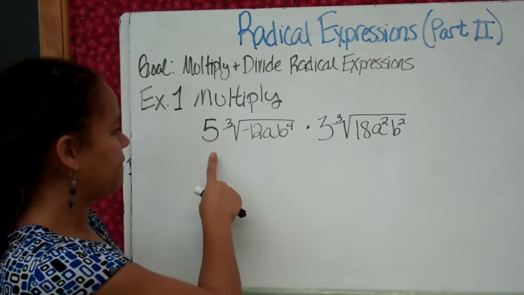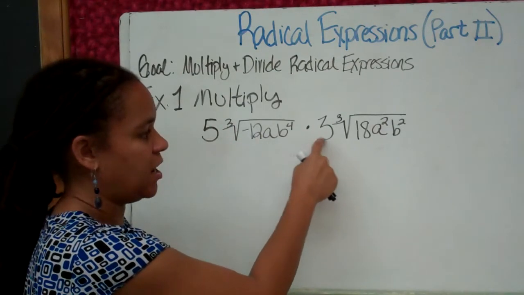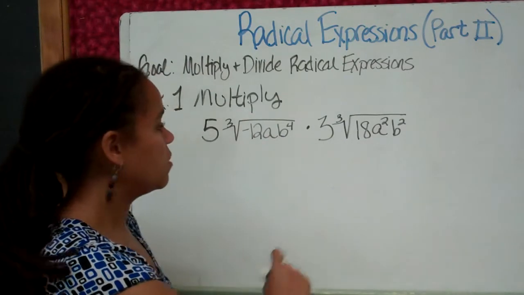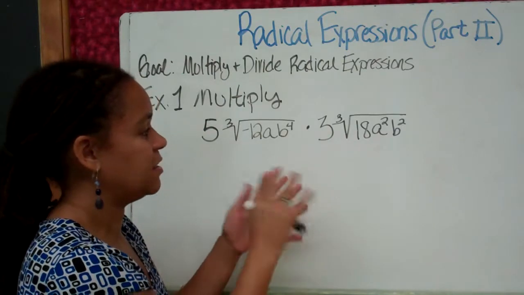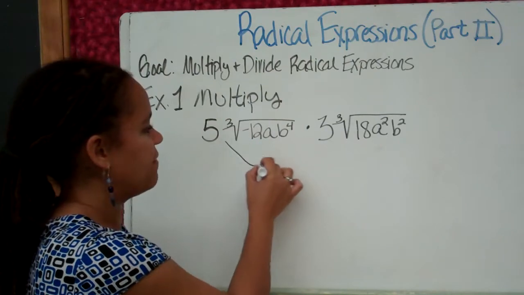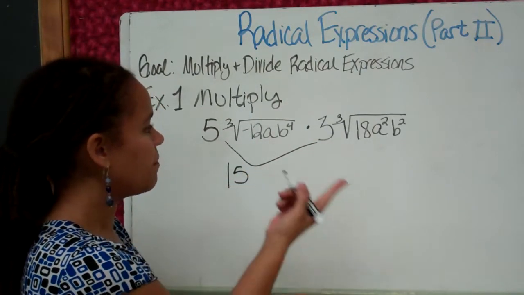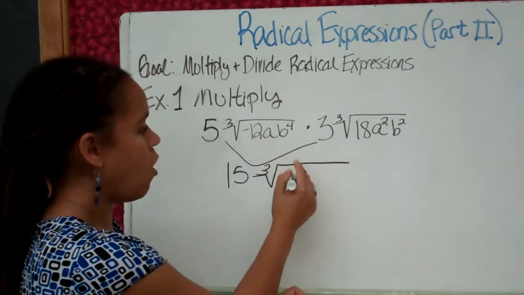So here we have 5 times the cube root of negative 12ab to the 4th, times 3 times the cube root of 18a squared b squared. Notice these are both cube roots, so we can multiply them together and basically put them under one big house. What I mean by that is, we'll take the 5 and the 3, the coefficients, and multiply those, but then we can turn this into the cube root of all of these together.